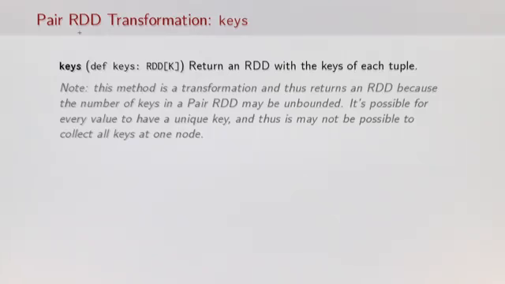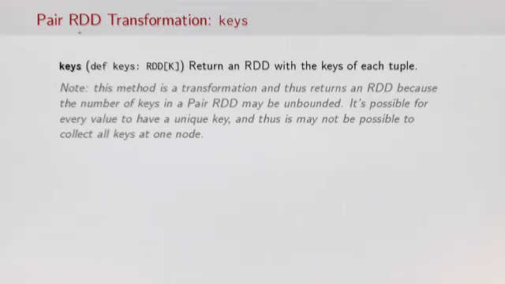Let's move on to a different transformation called keys. The signature of keys looks like this. It takes no arguments and returns a new RDD, which represents only the keys of the pair RDD on which it was called. Now remember, this is a transformation, which means that it's lazy. At this point you might ask, well, why is that the case? Because operations like collect are not. They're actions and they return an array back to the master node.